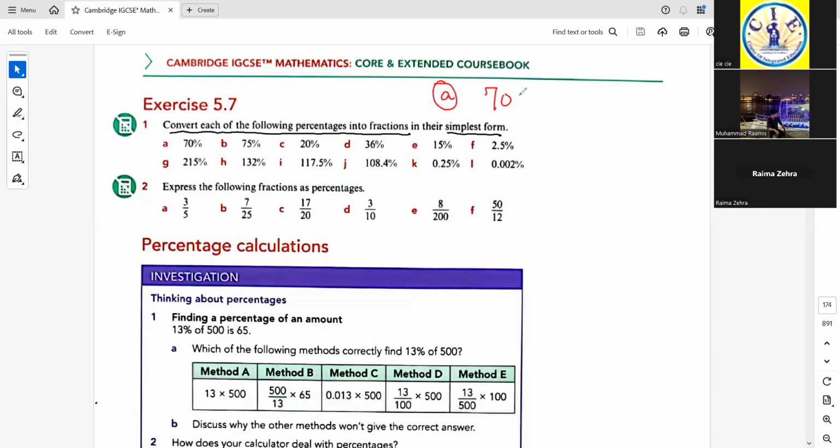part A for example, percent means out of 100. So 70 out of 100. So that is its equivalent fraction. And now simplifying it, we get 0 cancelled out with this 0, and 7 by 10, that is 0.7. So this is its decimal and this is the fraction 7 by 10. The fraction is required, so that's why we have 7 by 10 as the answer.